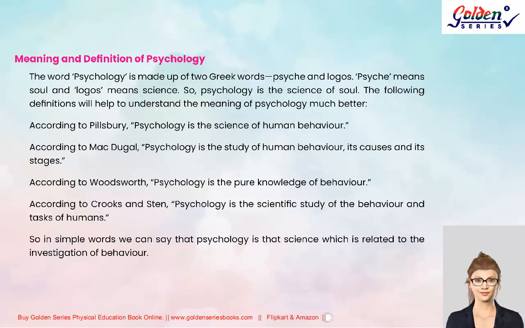According to Pillsbury, psychology is the science of human behavior. According to MacDougall, psychology is the study of human behavior, its causes, and its stages. According to Wordsworth, psychology is the pure knowledge of behavior. According to Crookes and Sten, psychology is the scientific study of the behavior and tasks of humans. So, in simple words, we can say that psychology is that science which is related to the investigation of behavior.